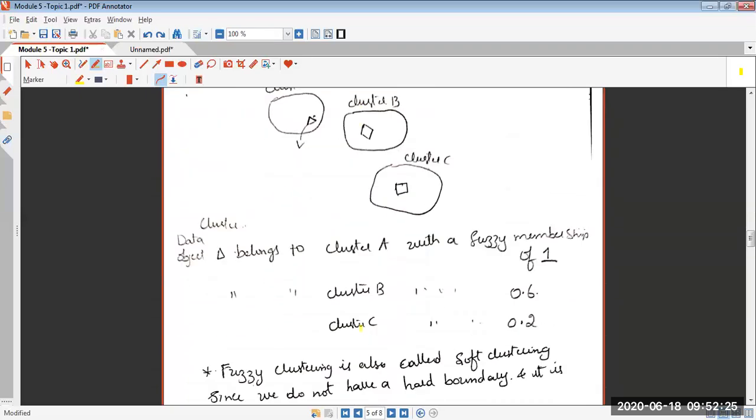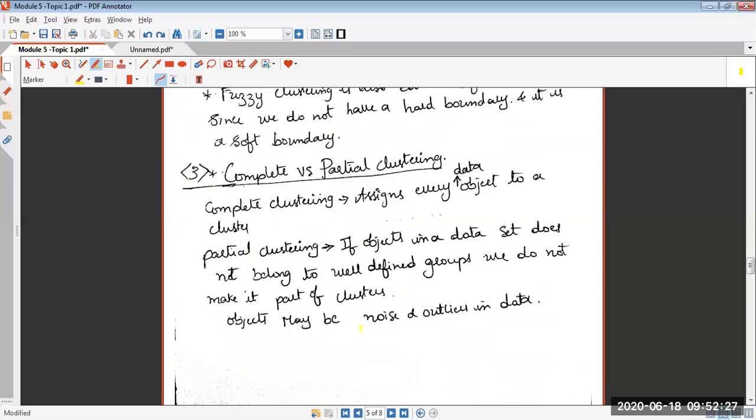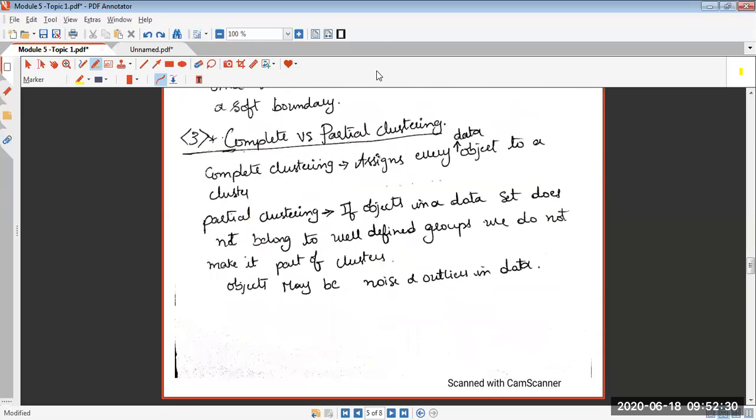Hope you have understood this. Okay. Now we will continue with the discussion. Next one is complete versus partial clustering. Okay, what is complete clustering? What is partial? This is very simple.